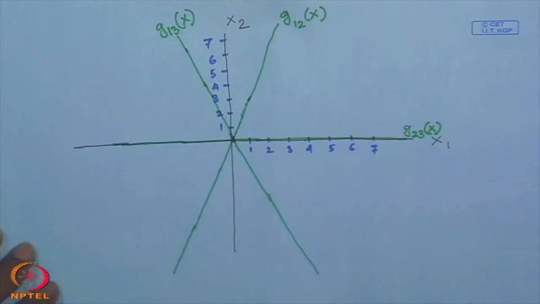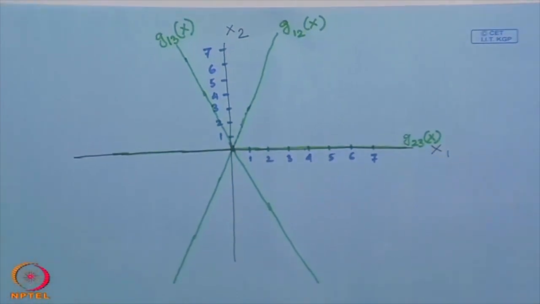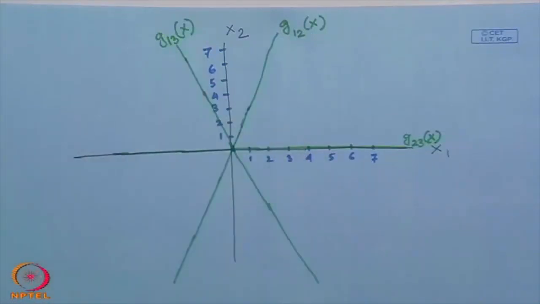Now, when it comes to g 1 2 x, we said that if g 1 2 x is greater than 0, then x belongs to class omega 1. If it is less than 0, then x belongs to class omega 2. Similarly, g 2 3 x, if g 2 3 x for a given x is greater than 0, then that x belongs to class omega 2. If it is less than 0, then that x belongs to class omega 3. And similarly, considering this g 1 3 x, if g 1 3 x is greater than 0, then that x belongs to class omega 1. If it is less than 0, then that x belongs to class omega 3.